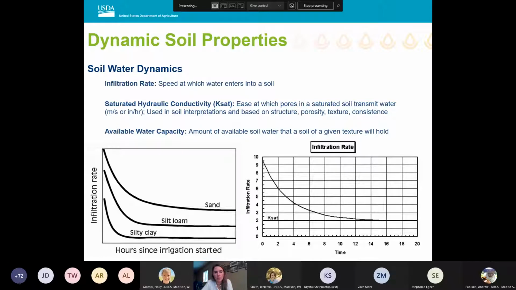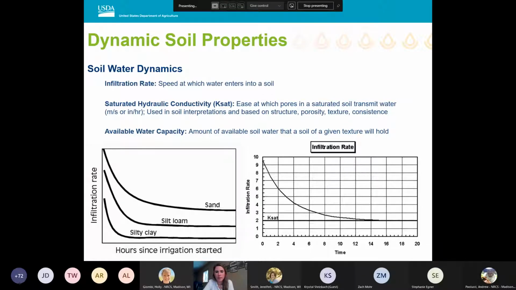It's often measured in inches per hour. But basically it's a flux which depends on some of those inherent factors and hydraulic conductivity of soil, but it also varies based on wetness of the soil, the land use, land cover, slope, crust formation, etc. And then on that figure to the left, you have infiltration rate on the left, and hours since irrigation on the bottom, and each soil type or soil classification can have a different infiltration rate. So sand has a higher infiltration rate, obviously, than a clay might.